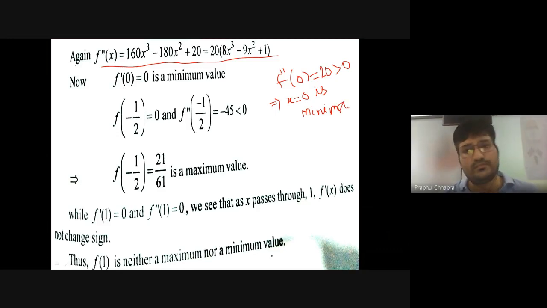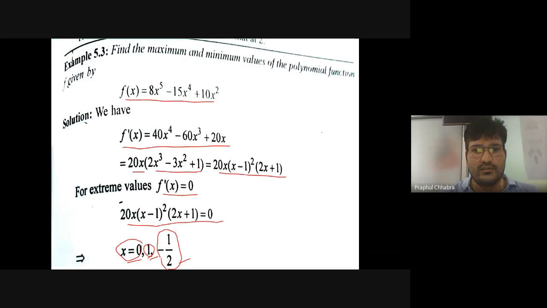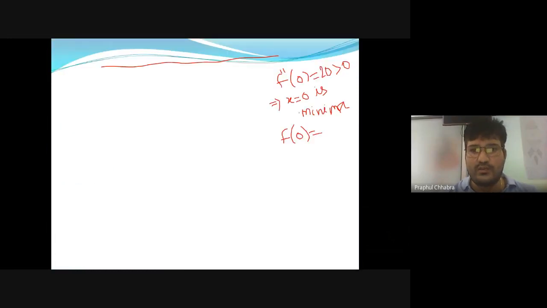It's a minimum. This means that the corresponding value of the function will be the minimum value. What does it mean? It means f of 0 will be the minimum value. And what will be the value of f of 0? Let's see. This is our f(x). So put x is equal to 0, we will obtain 0. So f of 0 is equal to 0 is the minimum value of this function.